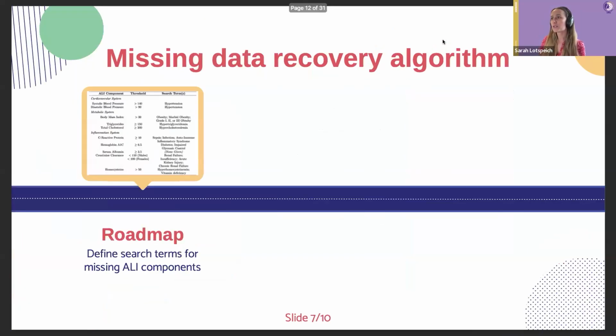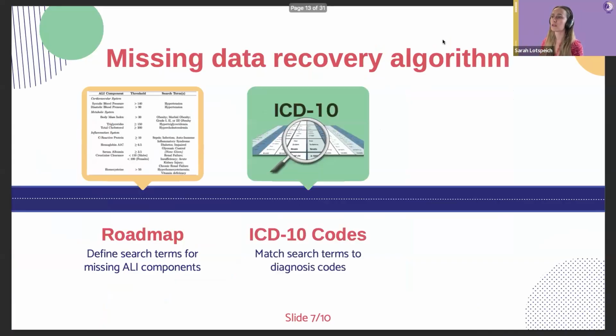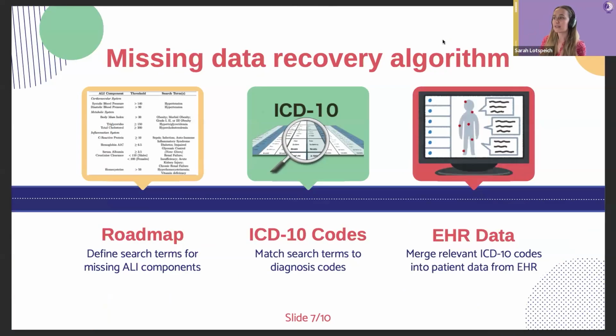The first version that we tried, or the general flow of our missing data recovery algorithm, starts with a roadmap that maps the components to informative search terms. The search terms then get merged into the ICD codes so that it'll be easier to actually look for them. Then we take the ICD code version of the roadmap and merge it into the patient's diagnostic data and use that to basically simulate the chart review process.